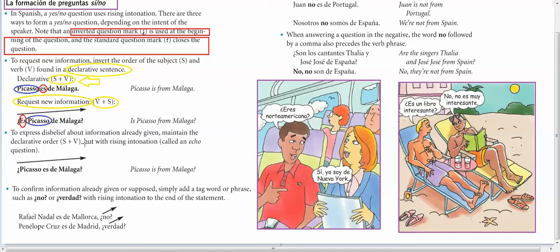Okay. To express disbelief. So here the declarative statement, you're saying Picasso es de Málaga. He is from Malaga. But here you're saying, ¿Es Picasso de Málaga? So your voice is going to go up. That's the rising intonation. And you've switched the order, and that's how you ask, you're requesting new information.